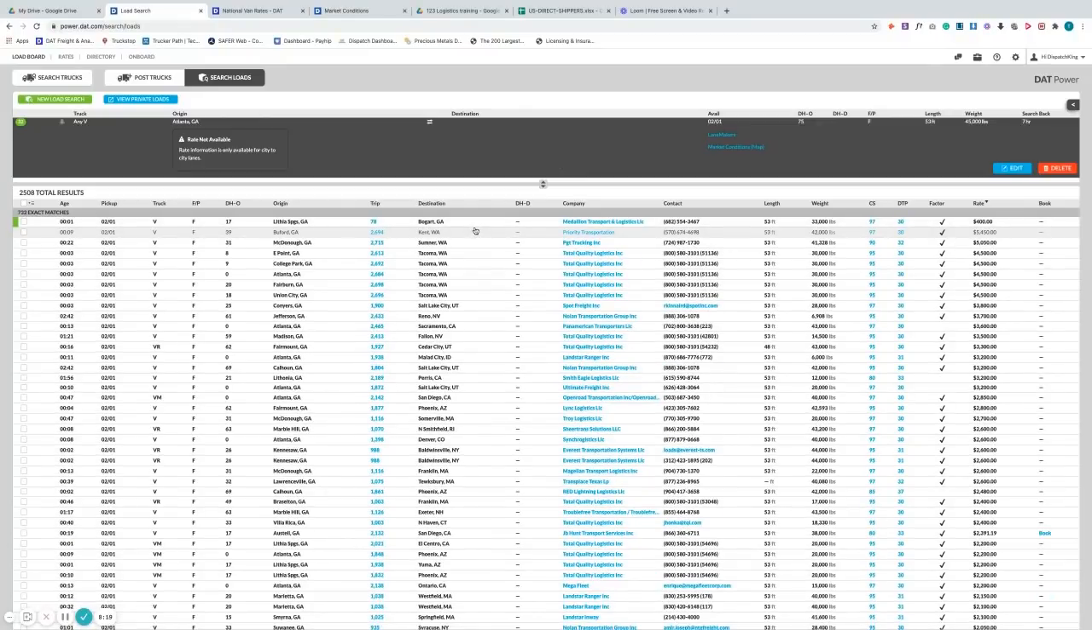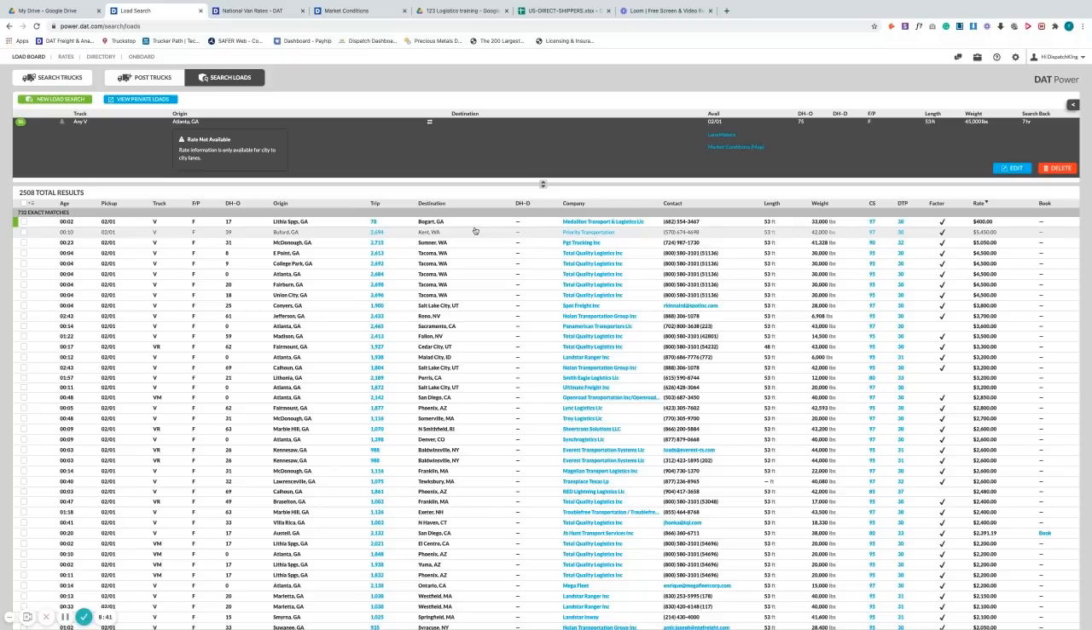Now, generally, I like to look for loads between 500 to 600 miles. I like something that I can send my driver to, and he can drop off the next day in the morning and be picking up another load in the morning. But then again, it all depends on how the driver wants to run. Some drivers want these big loads.